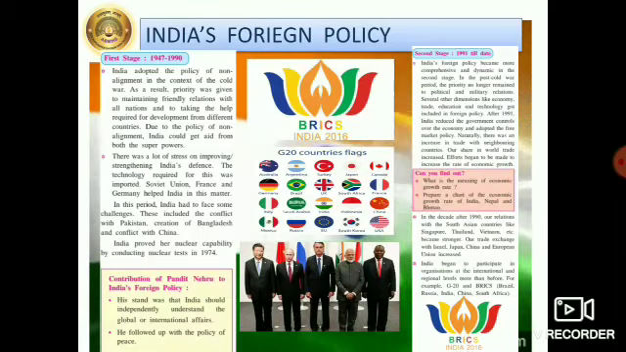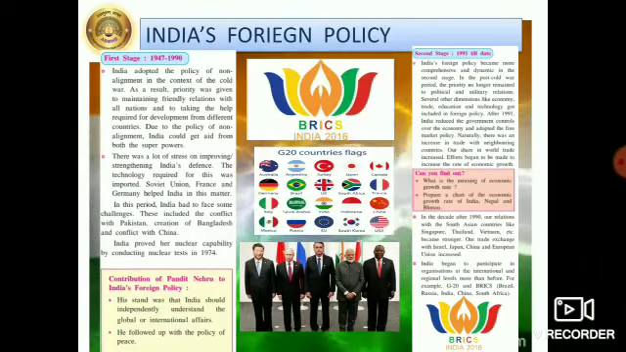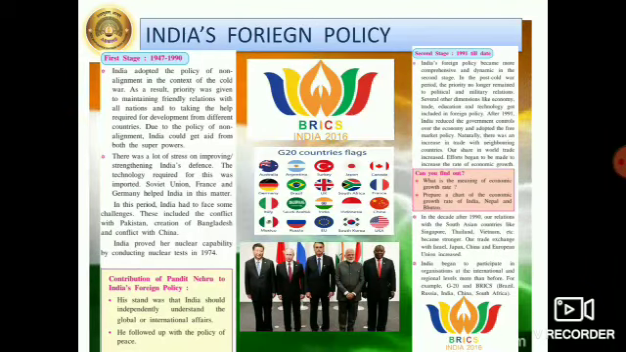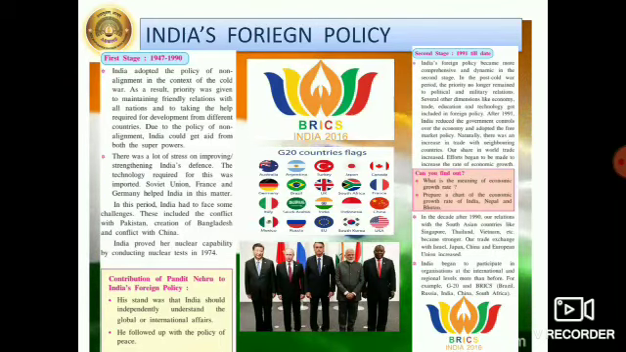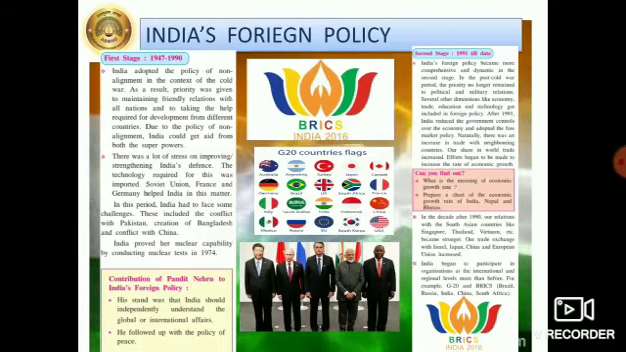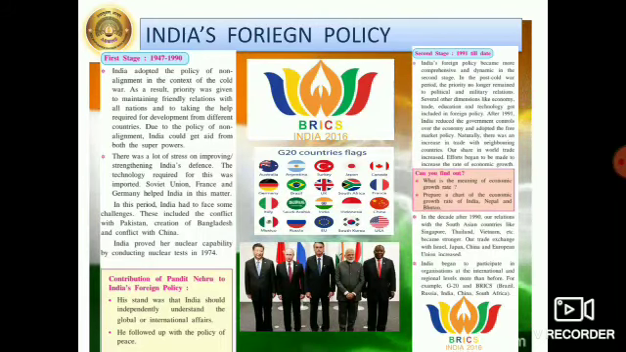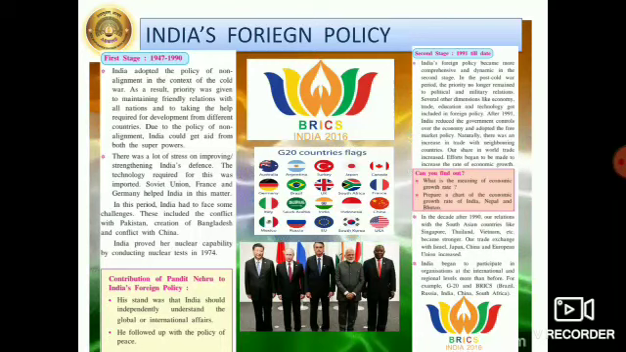For example, G20. Now G20 means what? G20 means a group of 20 countries. They have their own group and they help each other in every matter.